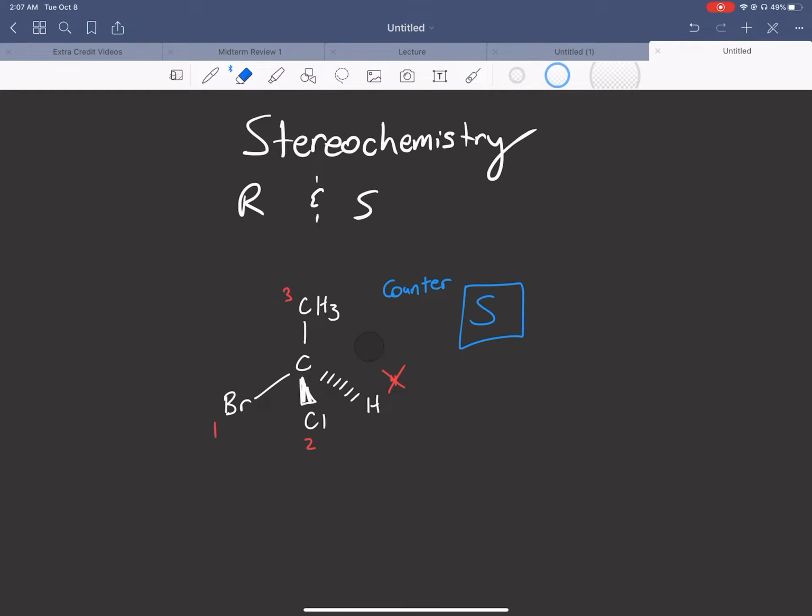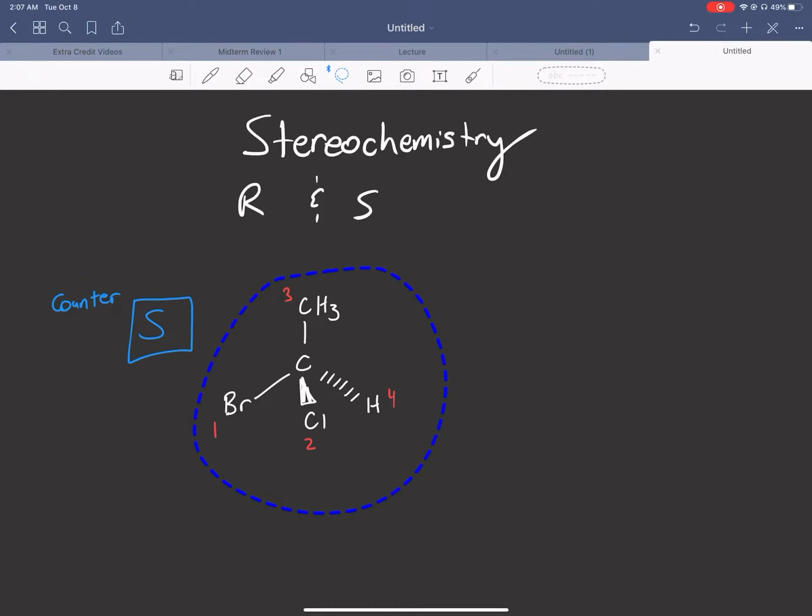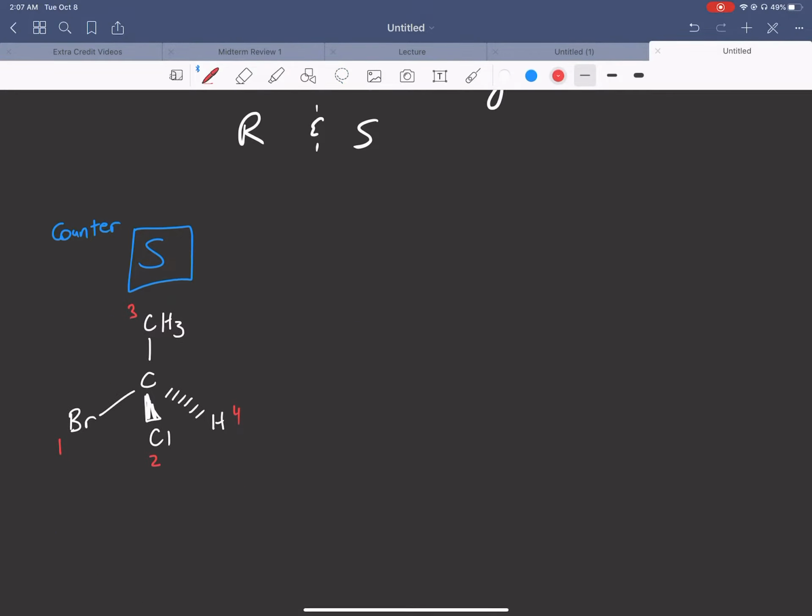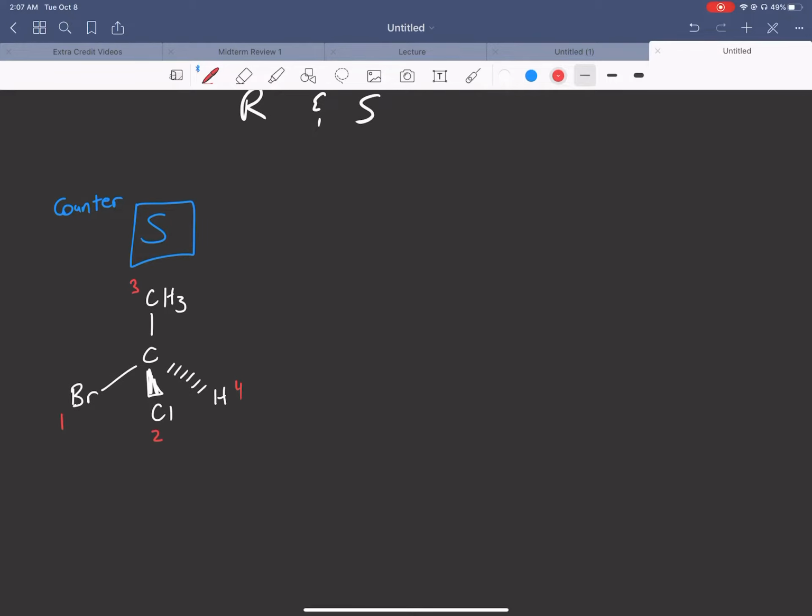Now, let's keep our numbering here. I'm going to swap 2 of the groups. I'm going to swap the methyl for the bromine. So I'm going to put our methyl here, and the bromine here. Let's redraw that. Draw what hasn't changed. So we swapped our methyl for our bromine, and let's renumber our priority.